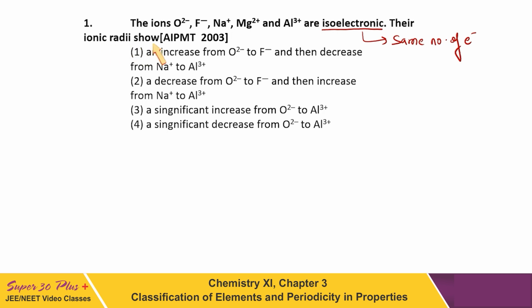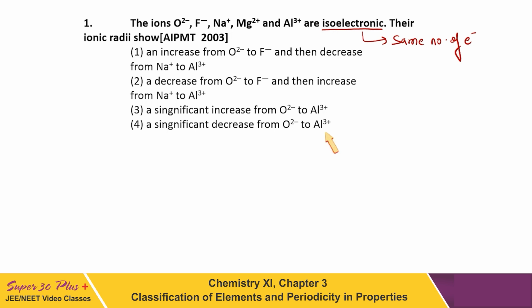Now four options we have: increases from O-2 to F- and then decreases; first decreases from O-2 to F- and then increases; a significant increase from O-2 to Al+3; or a significant decrease from O-2 to Al+3.